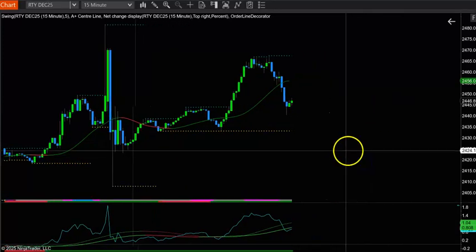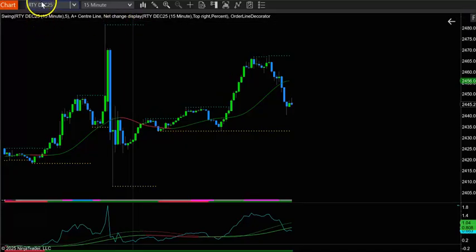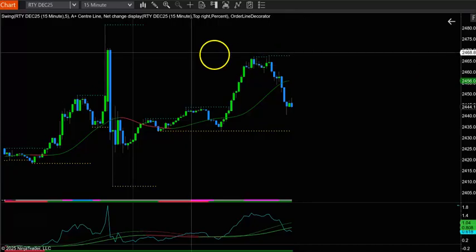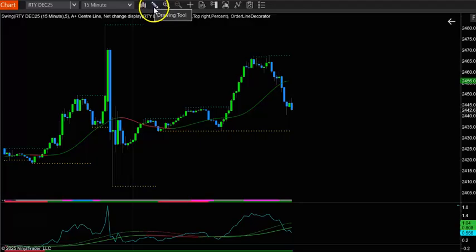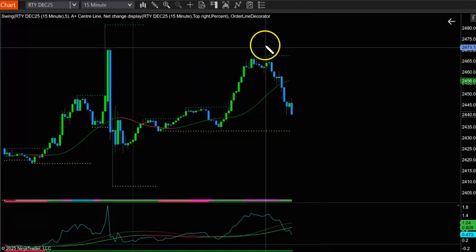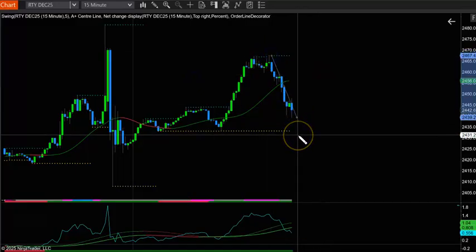Alright everyone, today we're going to look at the structure here, trading RTY but on a 15-minute chart. I know that may seem high for a lot of you guys, but let me show you a few things. First thing you want to do is draw a line. So it's trending down right here.